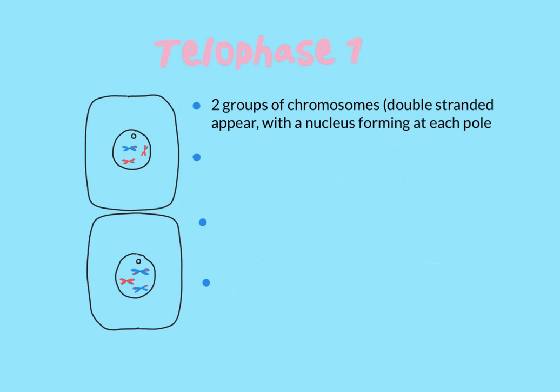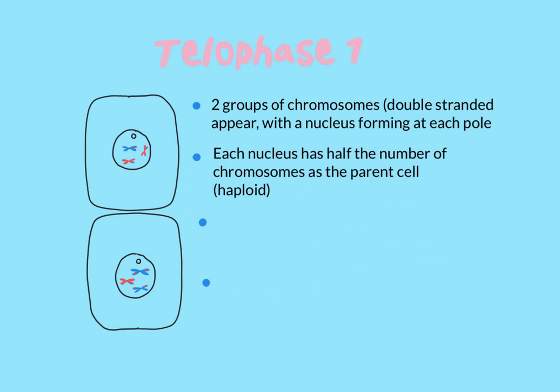Now, each nucleus that forms has half the chromosome number as the original parent cell. The parent cell was diploid. In this picture or example, it had 6 chromosomes. Now we have only 3. So we have already halved the chromosome number.